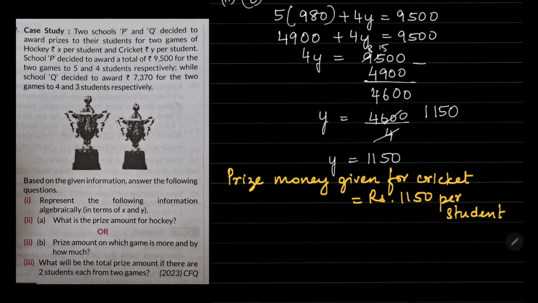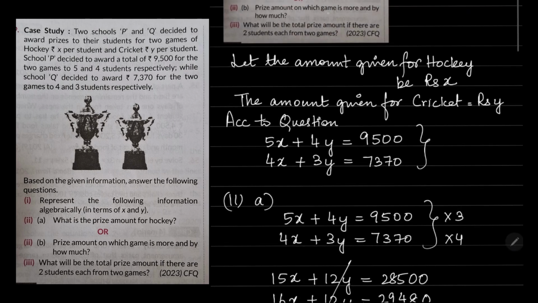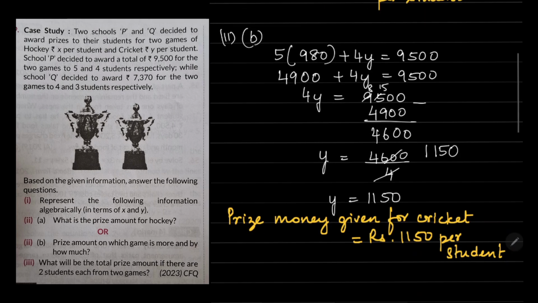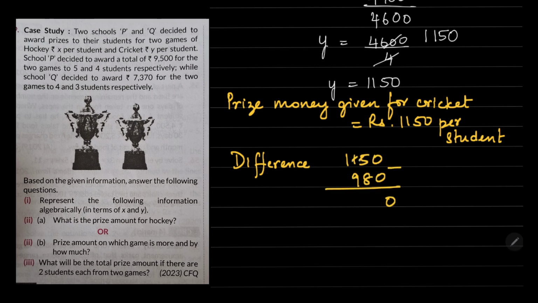Now that you know the prize money for cricket and hockey, both the x and y unknowns have been found out. Prize money on which game is more and by how much? Which is more? Cricket is more, right? And by how much? Find out the difference. You have to write prize money for cricket is more, and subtract 1150 minus 980, which is 170.